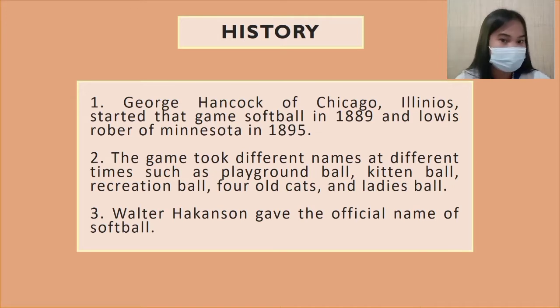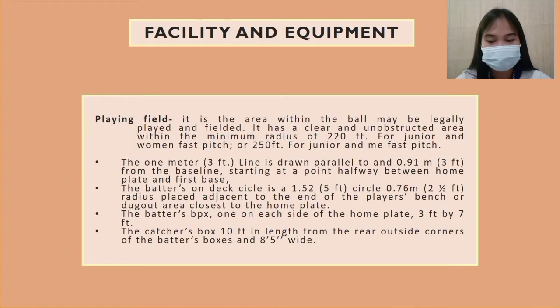Now, let us discuss the facility and equipment. First, we have the playing field. It is the area within which the ball may be legally played and fielded. It has a clear and unobstructed area within the minimum radius of 220 feet for junior and women fast pitch, or 250 feet for junior and men fast pitch.